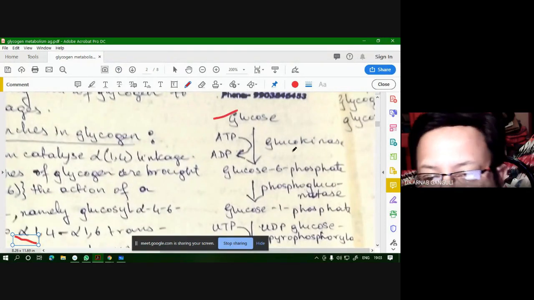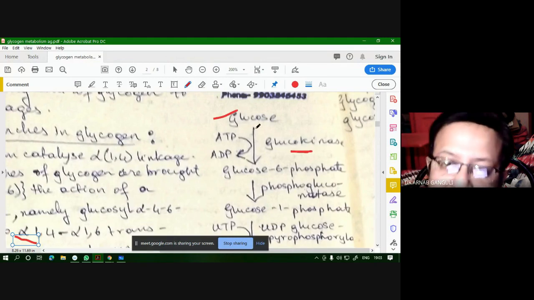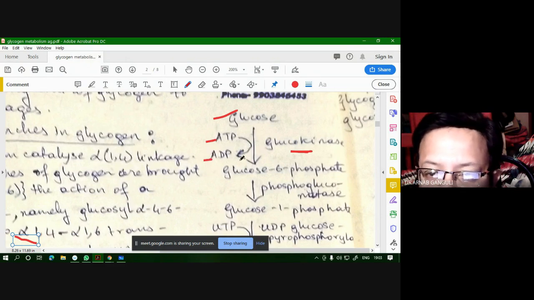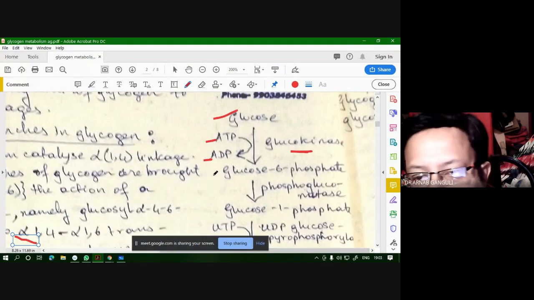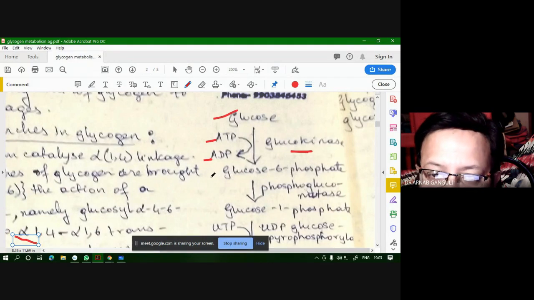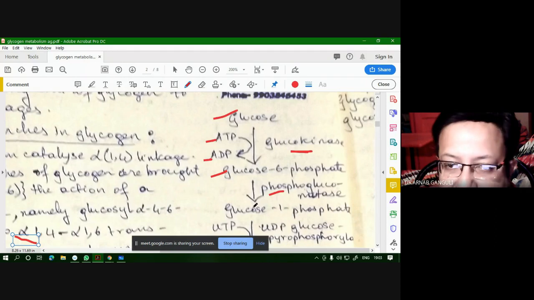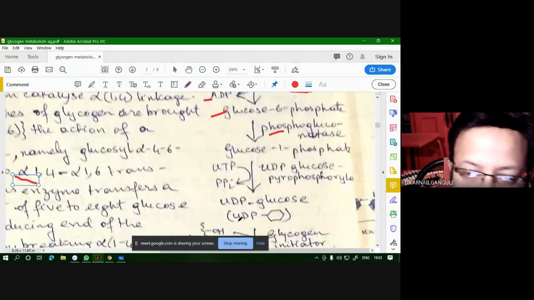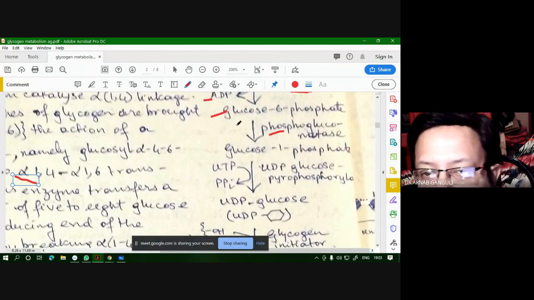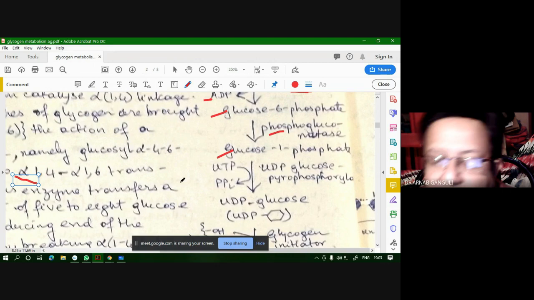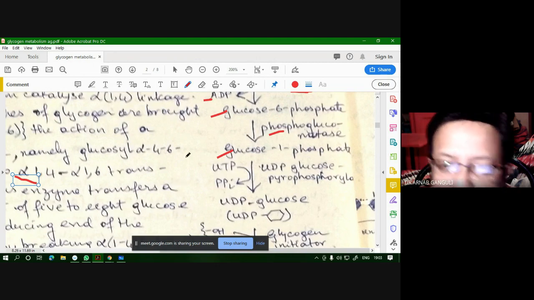Glucose in the liver, we are talking glucokinase. There is no hexokinase. ATP is made into ADP, and glucokinase does the same thing as hexokinase, but in the liver it becomes glucose 6-phosphate. Then the enzyme phosphoglucomutase converts glucose 6-phosphate to glucose 1-phosphate. In the first carbon, the phosphate goes.